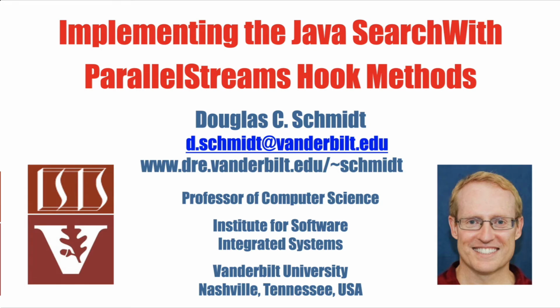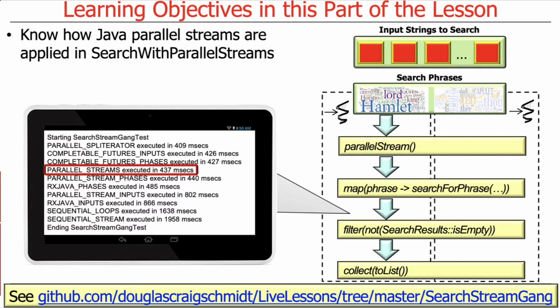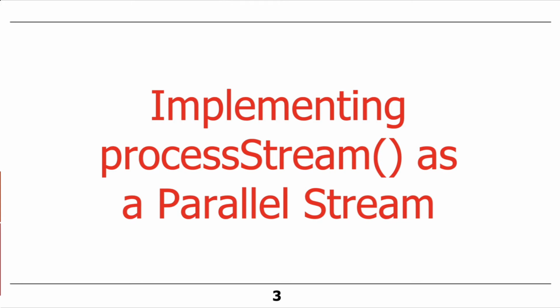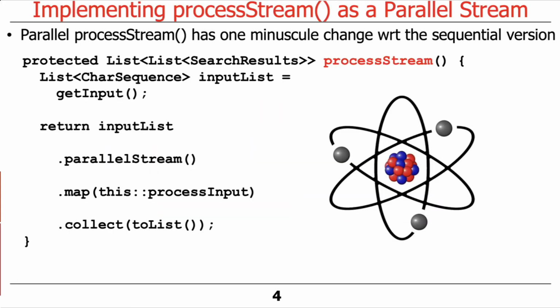So now that we've visualized how Java parallel streams work for our search stream gang program, we're going to take a look at how the actual implementation works for the search with parallel streams implementation. And again, just to recap, this is the one that performs quite well relative to sequential streams, but as you can see, it's not necessarily the best way to do things.